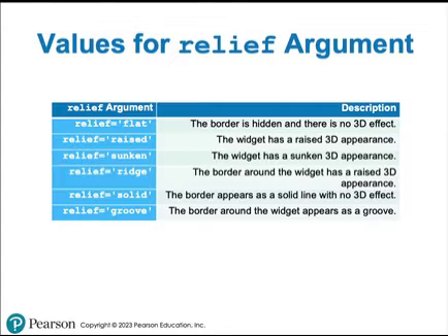You can have a solid border, or you can have something that looks like a ridge or a groove, or kind of a sunken 3D appearance, either down or coming out at you. And if we say flat, then there is no border being displayed, which is the default behavior.